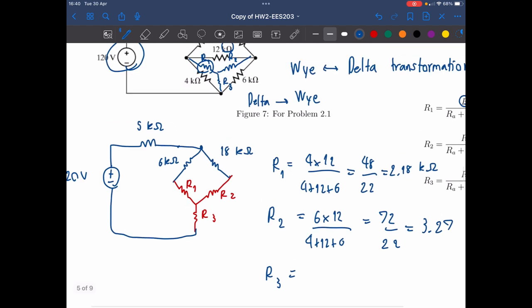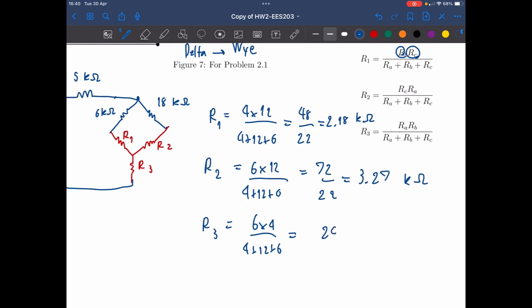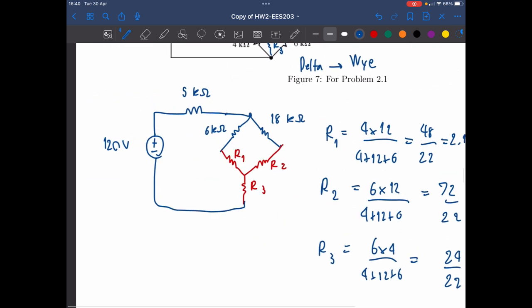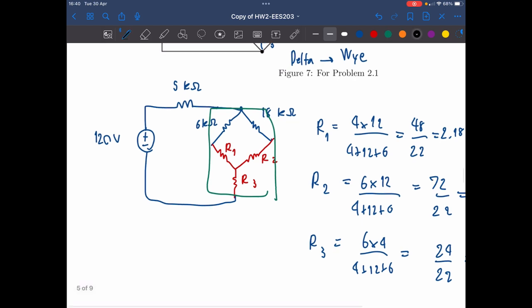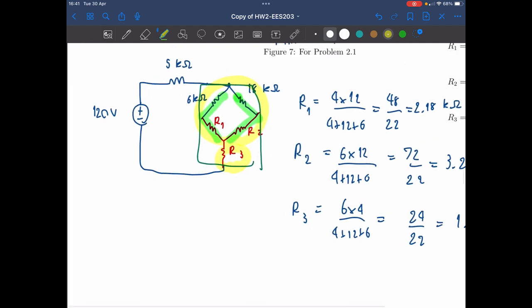And R3 equals 6 times 4 divided by 4 plus 12 plus 6, which equals 24 divided by 22. Alright, now we have everything, and finding the equivalent circuit of this part is going to be easy, right? Because this part is connected in series, and also this part is connected in series, and then the overall is connected in parallel, and then connected in series again with R3. So let's find the R equivalent for this part.